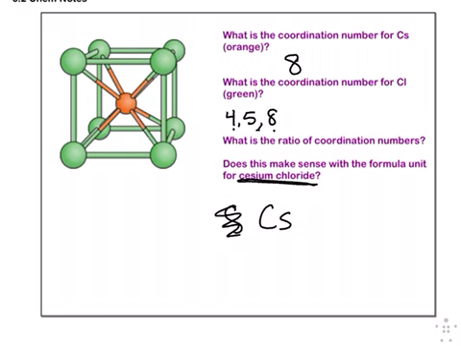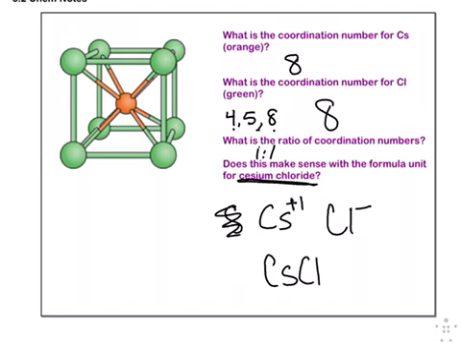Cesium's charge is +1, chlorine's charge is -1, so it would be cesium chloride. So what does our ratio have to be? 1 to 1. So what does our coordination number for chlorine have to be? It has to be 8.